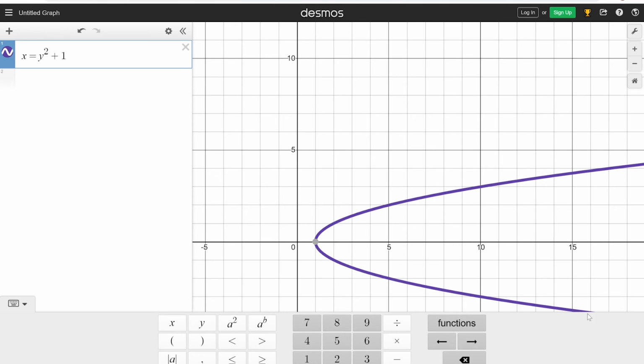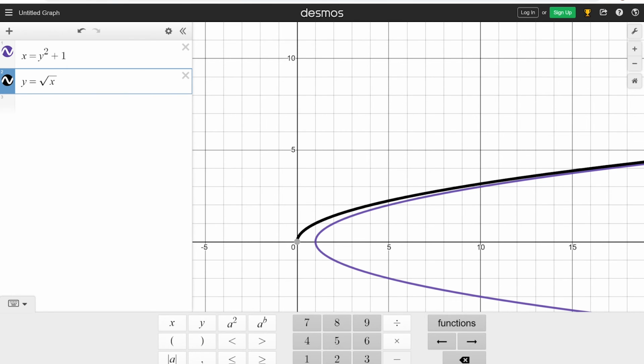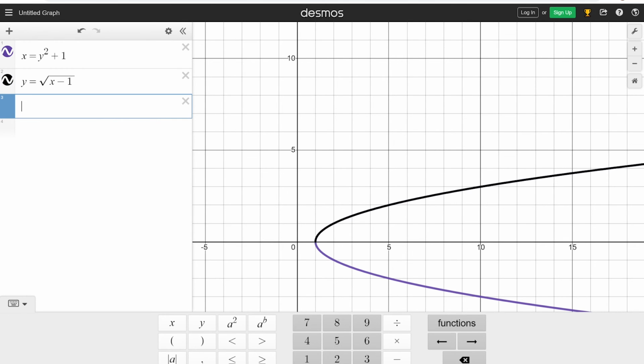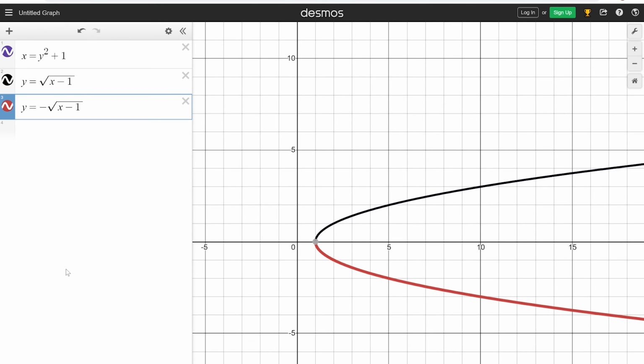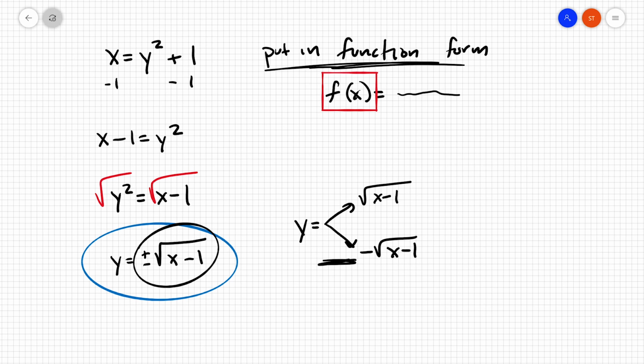Let's put into this graphing calculator what we got from our algebra. So y equals sometimes the positive square root of x minus 1, and there's the top half of the sideways parabola. And if I put in y equals negative square root of x minus 1, there's the bottom half of that sideways parabola. So there's the sometimes it's the positive, sometimes it's the negative thing, and that makes it fail the vertical line test. So here is the top half, and here is the bottom half of that sideways parabola. Plus or minus is the evil two-headed arrow.